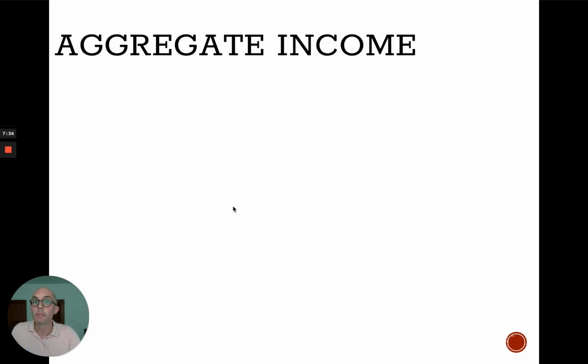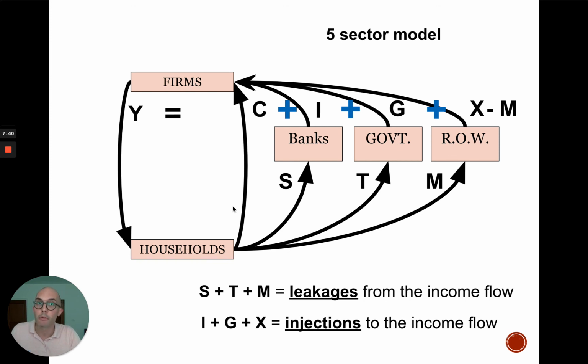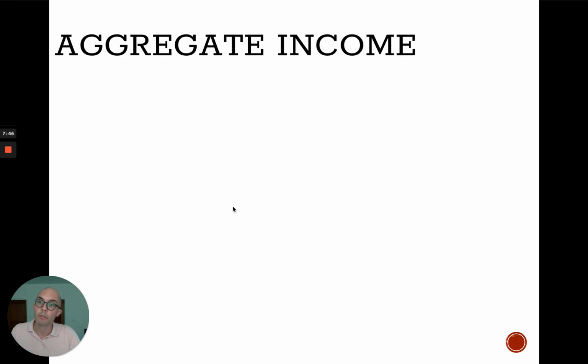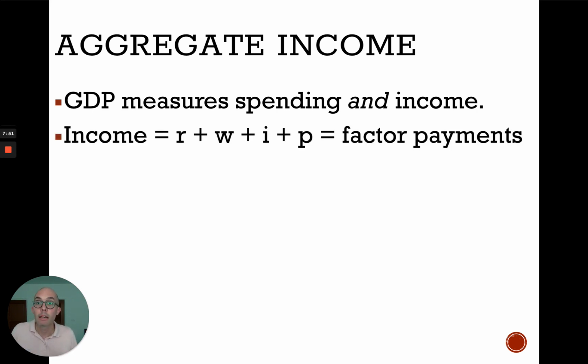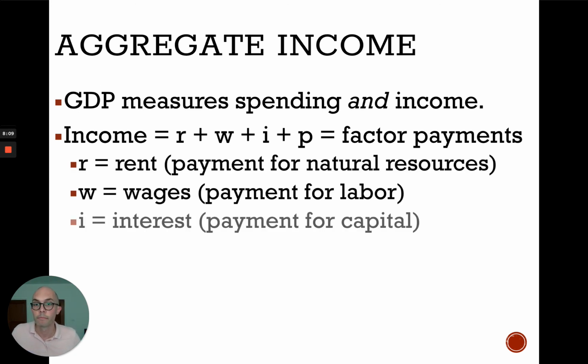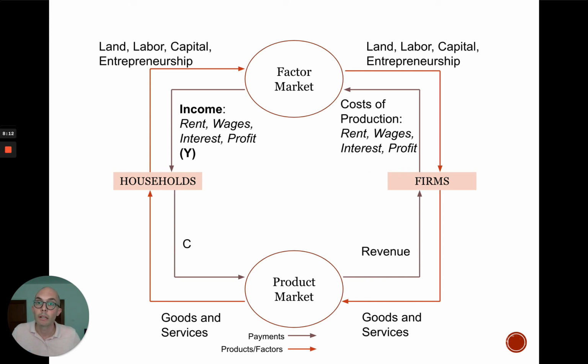Aggregate income, this one you will use less frequently. So aggregate spending is really the one that you will use most commonly for AP Macro. If you study economics in university, of course, you will probably delve deeper into both of these. So GDP measures both spending and income. Income really just talks about the rent, wages, interest, and profit. So those factor payments are what we mean when we talk about aggregate income. Again, not likely to show up for the AP, but you should know what we're measuring when we talk about measuring aggregate income. And this was in the circular flow that we talked about before.